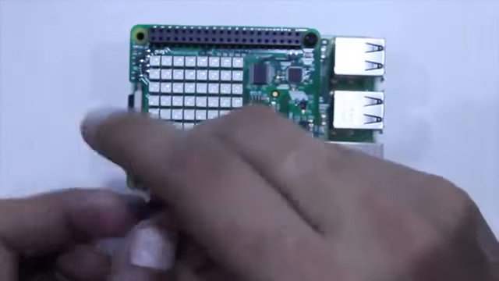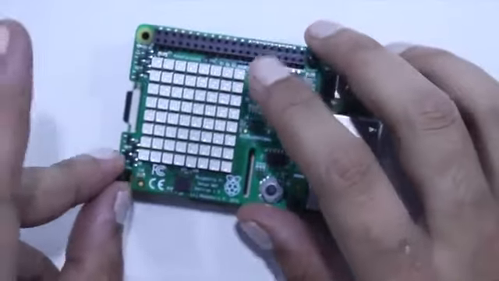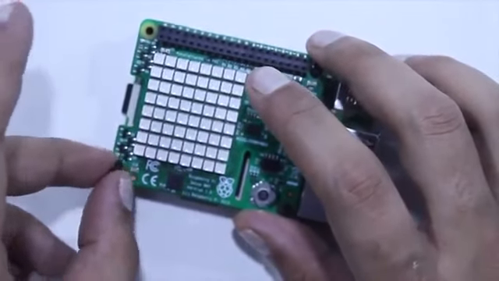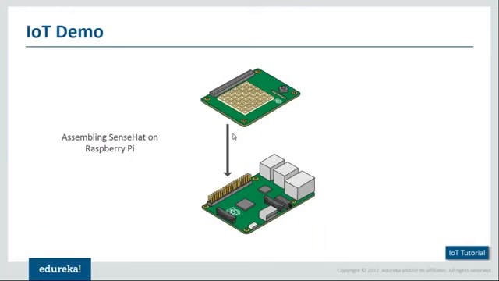Let me just put this up, and once it's all set up, let's go back to our demo and begin with understanding the programs before we begin the execution. Now that you've understood about Raspberry Pi and the Sense HAT, and we've also installed Raspbian on our Raspberry Pi, let's move forward and start with today's demo part.